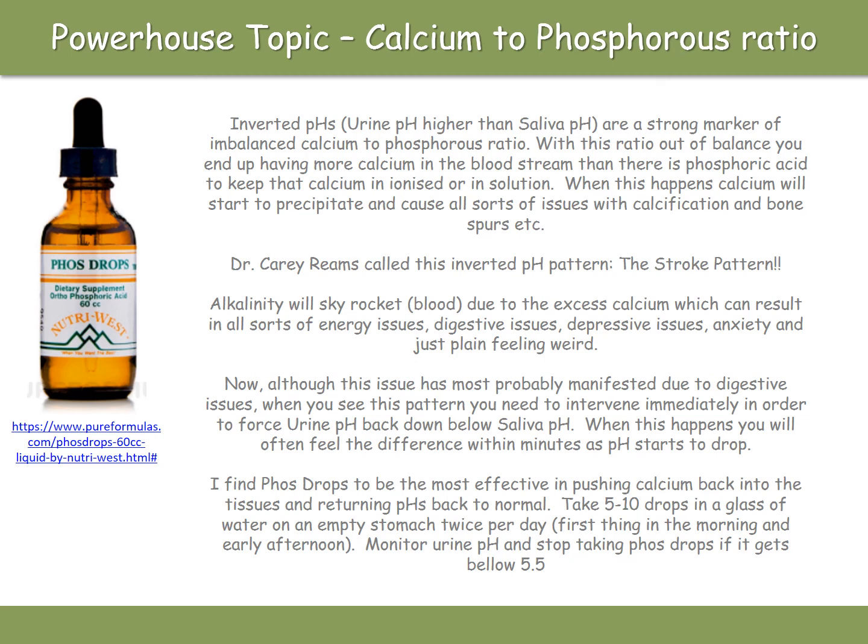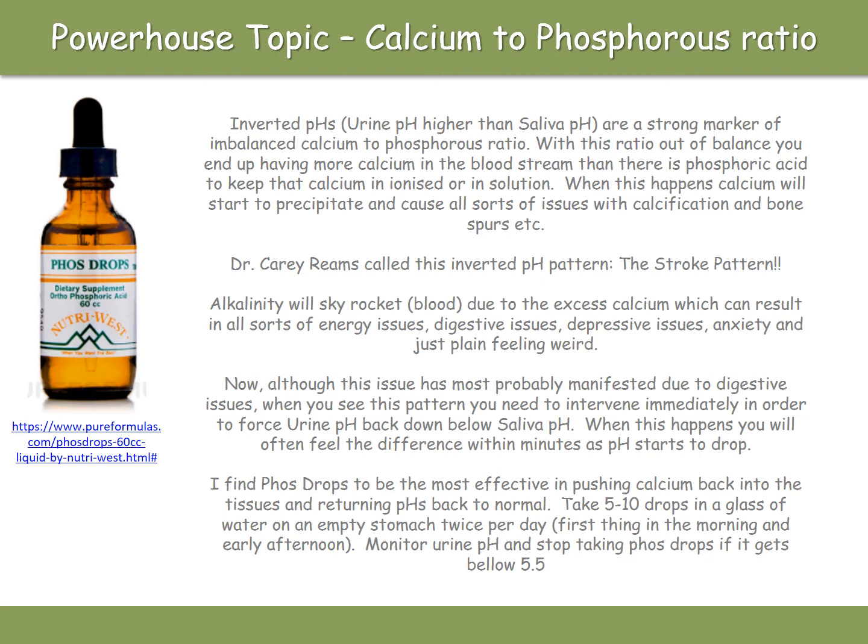Calcium to phosphorus ratios. This is one of the issues. One of the things that I see quite often is inverted pHs, which means that the urine pH is above saliva pH, which is completely the wrong way around. It's an indication that something's seriously out of whack in the body. More often than not, it tends to be more of a calcium issue, because the high urine pHs are due to the high calcium that the body's trying to get out of the system.